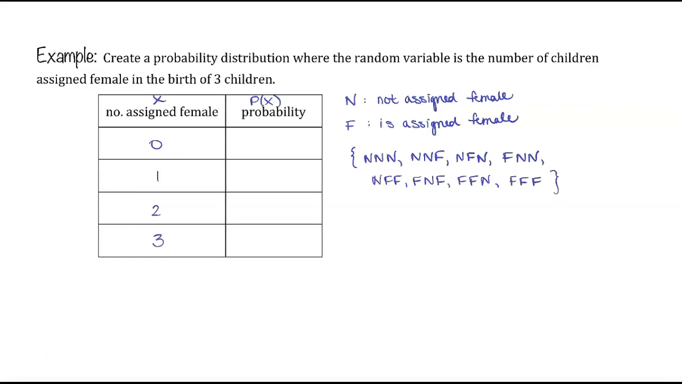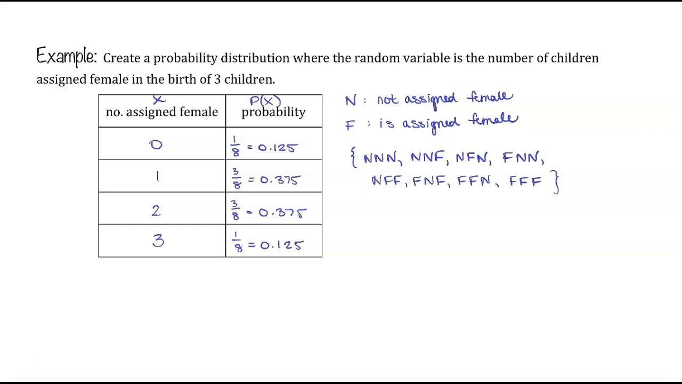Now that we have our sample space, we can tell that there are 8 different options, and we can calculate the probability for each value of x. Since there's only 1 way to not have any children assigned female, the probability of that happening is 1 in 8, or 0.125. Since there are 3 ways to have 1 of 3 children assigned female, the probability of that happening is 3 in 8, or 0.375. There's also 3 ways to have 2 of the children assigned female, so we have the same probability, 3 divided by 8, or 0.375. And last, there's 1 way to have all 3 children assigned female, so the probability is 1 divided by 8, or 0.125.